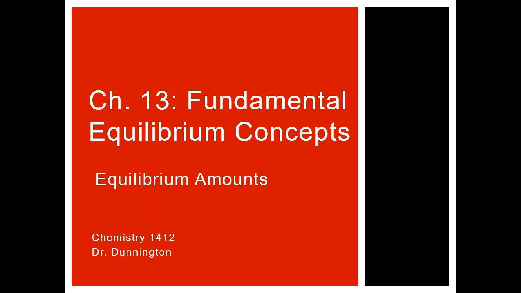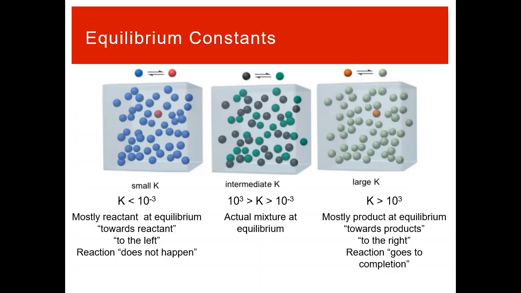Now we want to talk about actually computing the amounts of reactants and products at equilibrium. We've talked a lot about the value of the equilibrium constant and this characterization of the equilibrium via the equilibrium constant. That value, that number, really is going to describe the amounts of reactants and products at equilibrium.